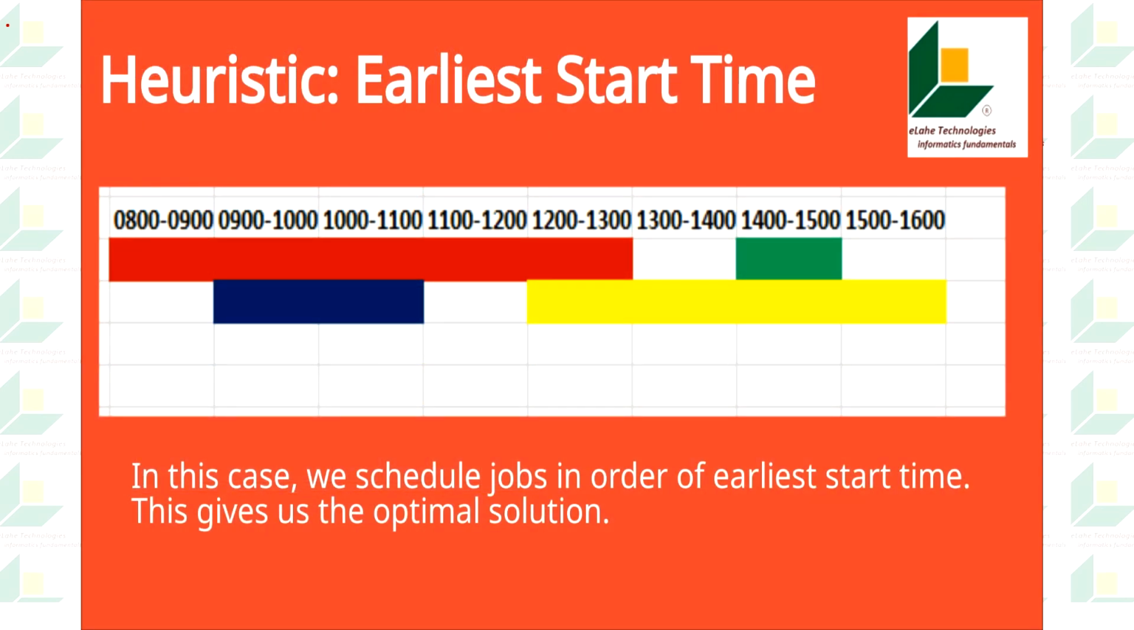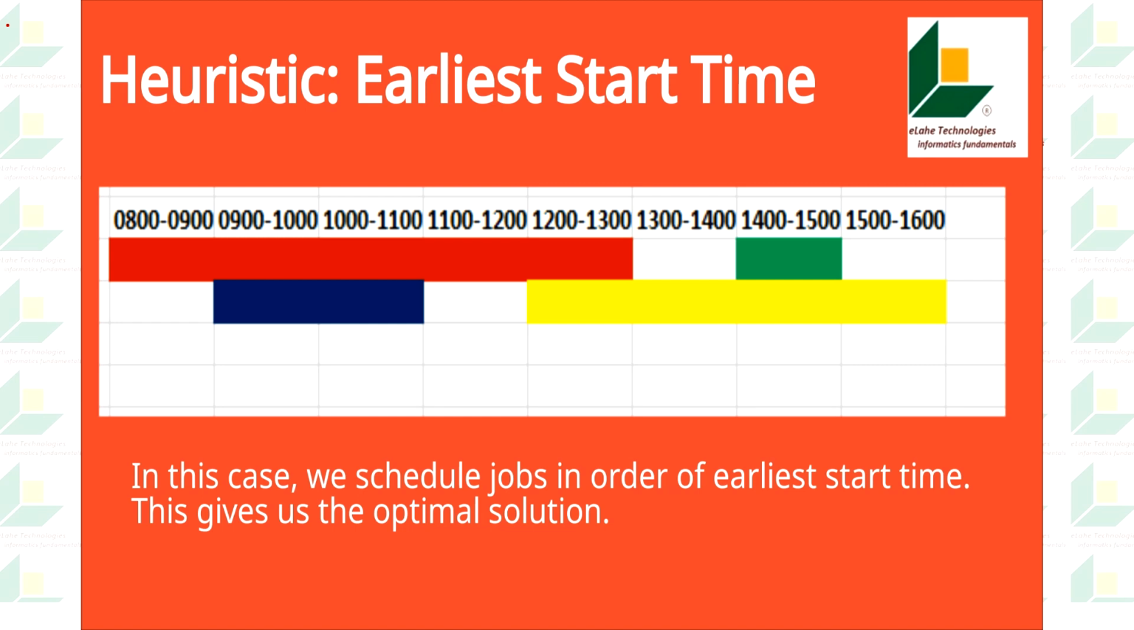First, we consider the heuristic earliest start time. In this case, we schedule jobs in order of earliest start time. This gives us the optimal solution. In the example shown, first the red interval is allocated. Next the blue interval is taken into consideration. Since the red and the blue intervals intersect, the blue interval is allocated a room different from the red one.